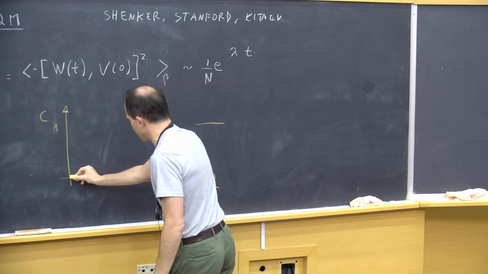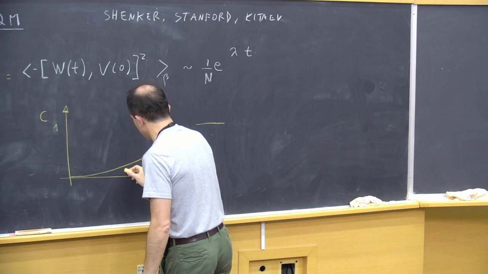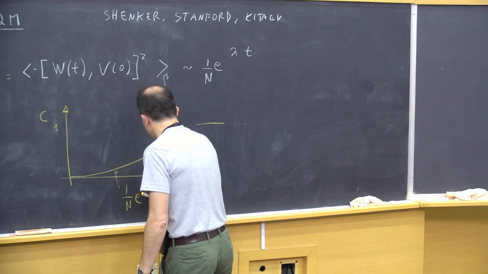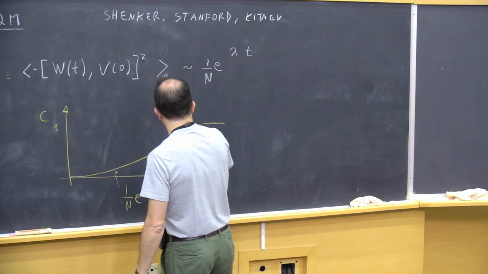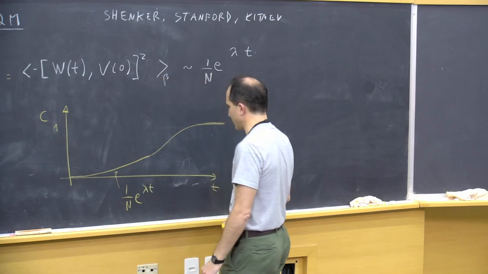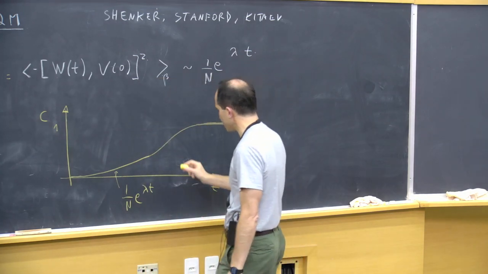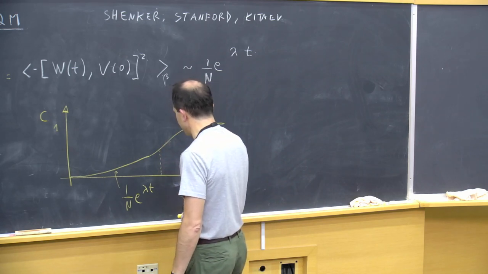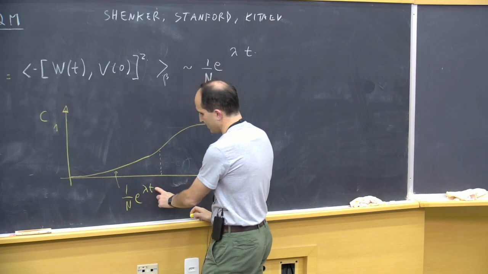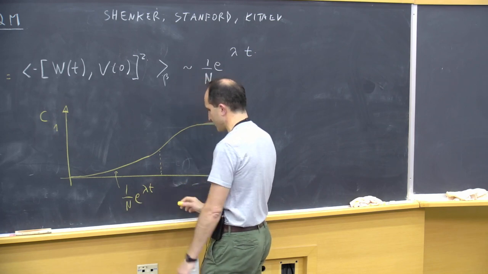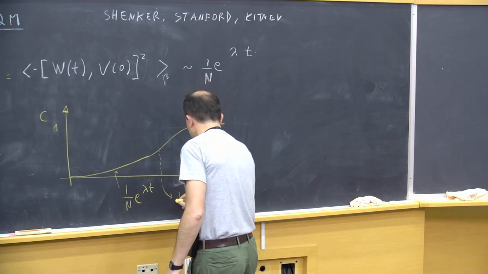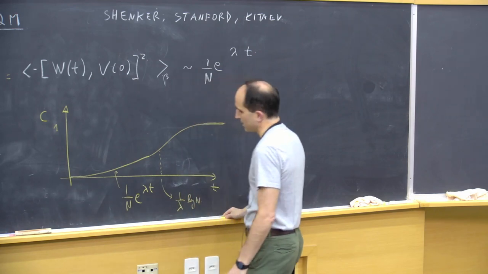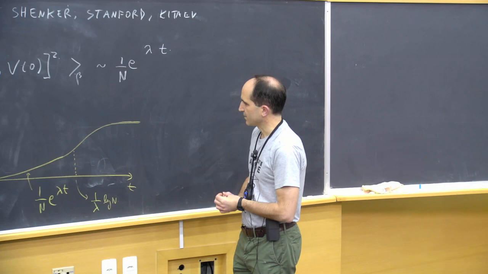And here we expect something that grows exponentially, of order 1 over n times e to the lambda t. And then it saturates at 1 for very late times. Okay, so this time where this grows appreciably is sometimes called the scrambling time. It is a time of order 1 over lambda times logarithm of n. Okay, so this is the expected behavior.